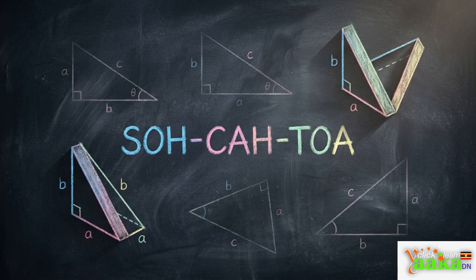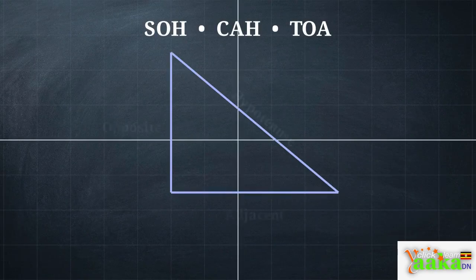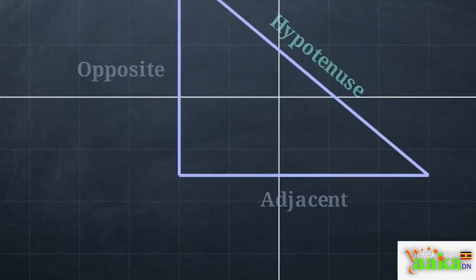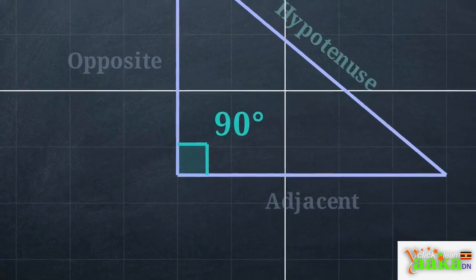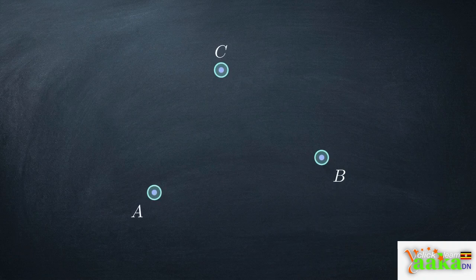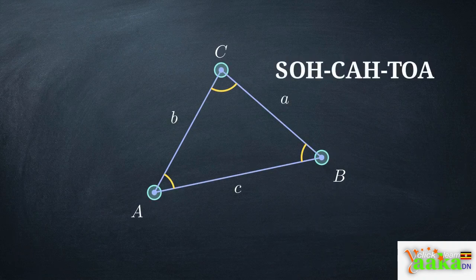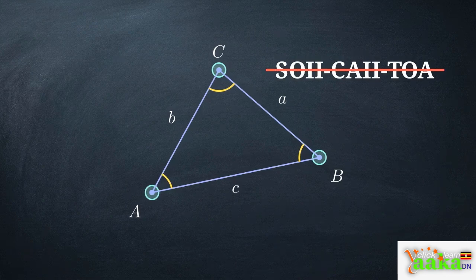SOHCAHTOA is an incredibly useful mathematical tool, but it has a strict geometric requirement. It only works if your triangle has a perfect 90-degree angle. Look at this map of 3 landmarks in Uganda. Real-world boundaries rarely form perfect right angles, making basic trigonometry useless.